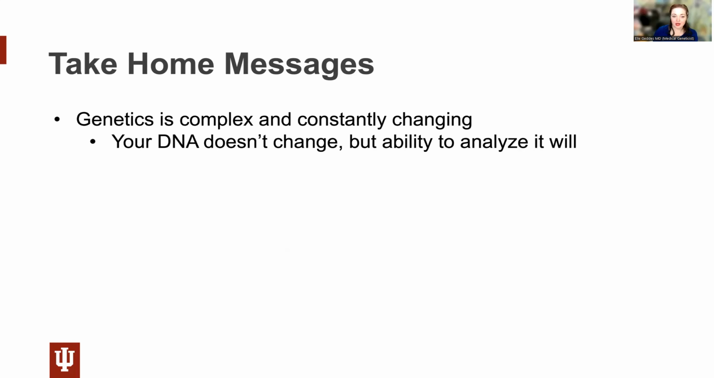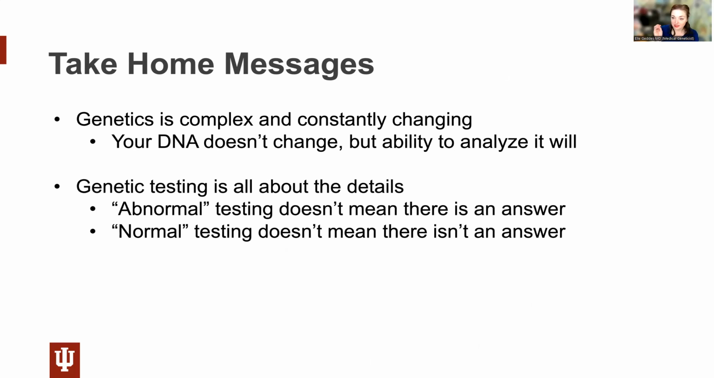The take-home messages are: genetics is complex and constantly changing. Your DNA doesn't change, but our ability to analyze or understand it will. It's all about the details. Abnormal testing or testing with a variant doesn't mean that you found an answer. And normal or non-diagnostic testing that didn't find a variant doesn't mean there isn't an answer. It's just not one we currently understand or can detect by the tests we did.